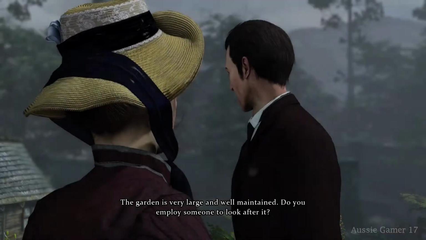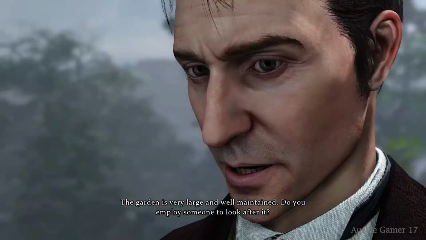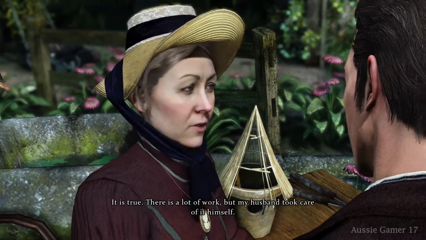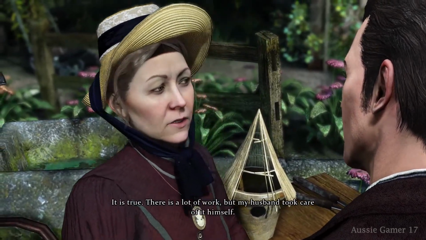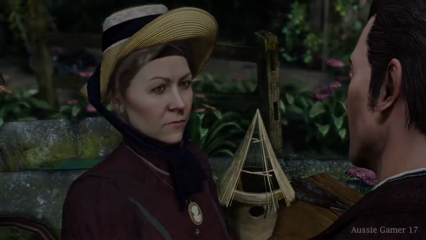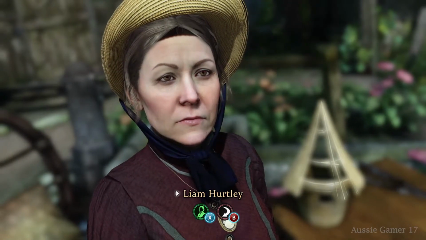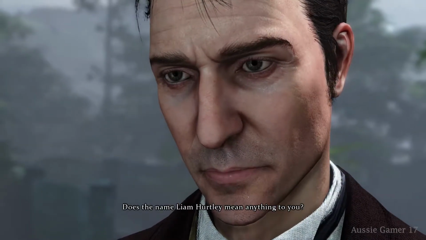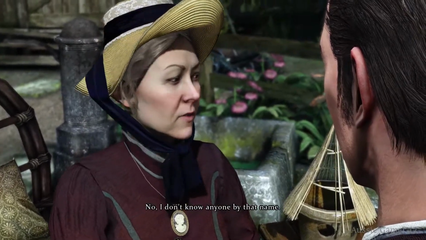The garden is very large and well maintained. Do you employ someone to look after it? It is true, there is a lot of work, but my husband took care of it himself. Does the name Liam Hurtley mean anything to you? No, I don't know anyone by that name.